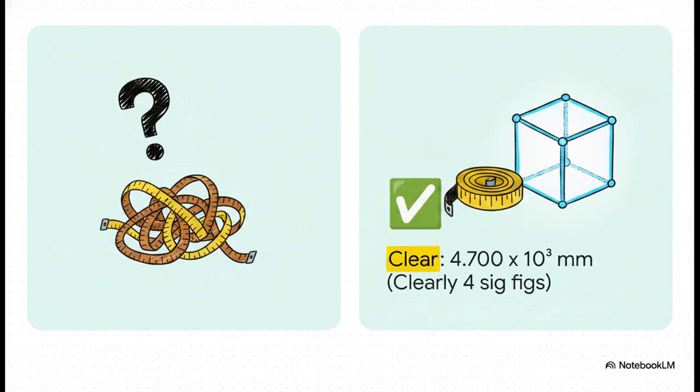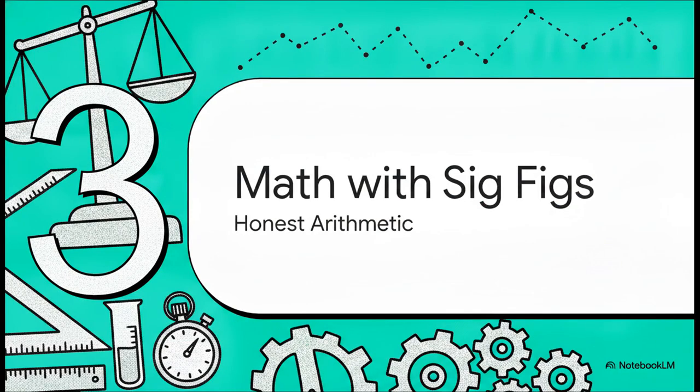This exact ambiguity is why scientific notation is the ultimate fix. By writing it as 4.70 times 10 to the power of 3 millimeters, you perfectly preserve your significant figures while changing the units. Zero confusion. Just pure, honest precision.